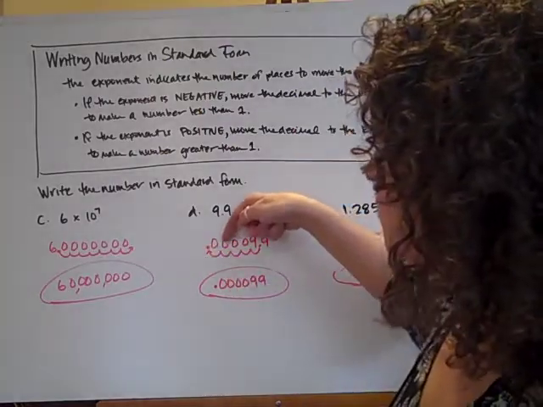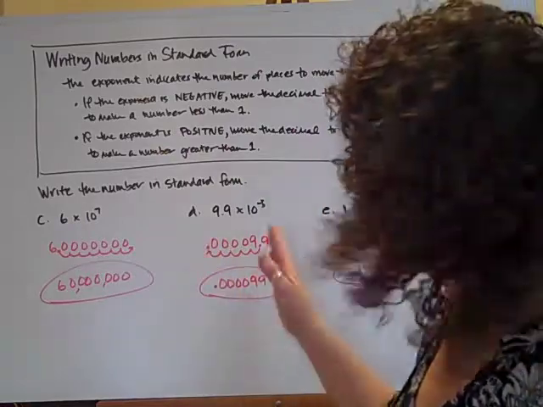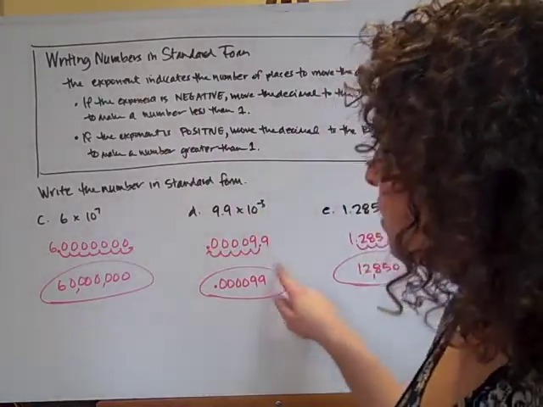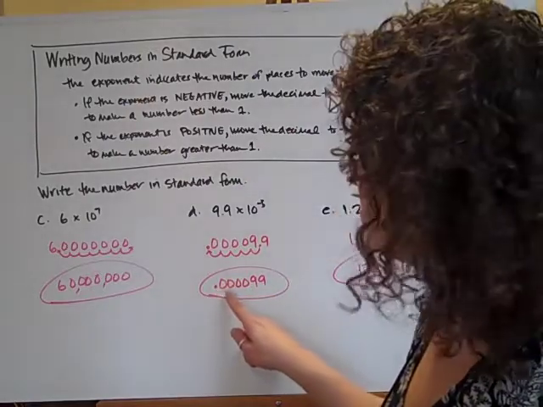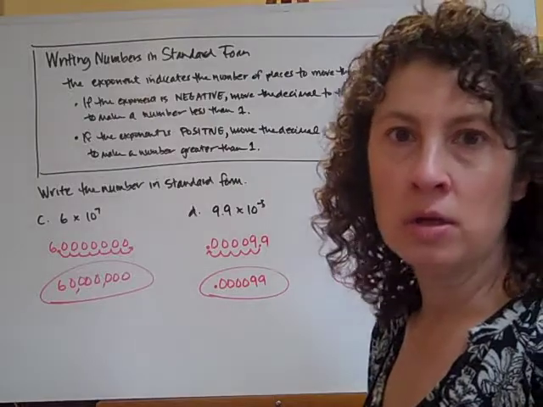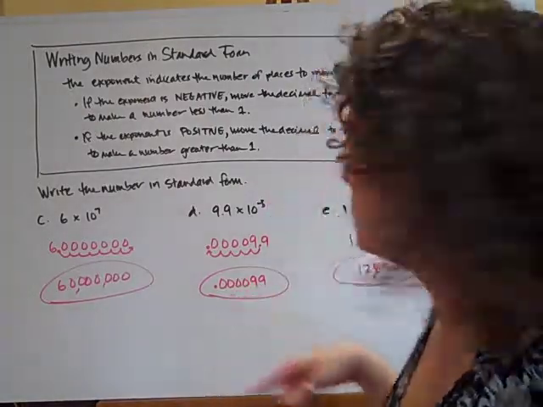And I need to put 4 zeros in there as placeholders to hold each of those places, my 1s, my 10s, my tenths as I go smaller. When I rewrite it, I end up with 0.000099. So this is a number that's significantly smaller than 1. So that negative exponent, I'm ending up with a number that's less than 1.